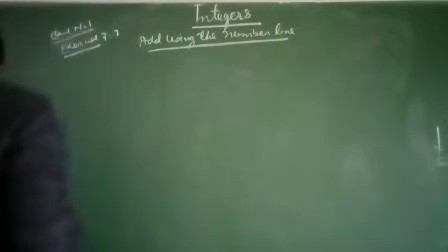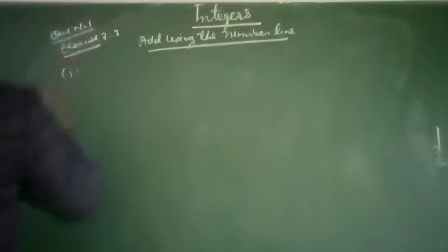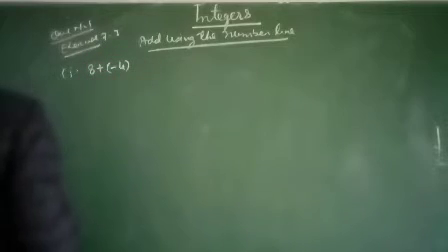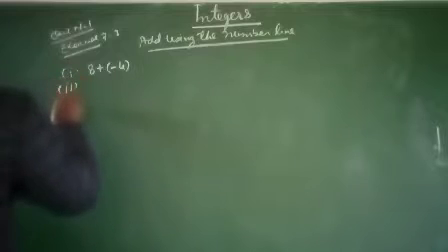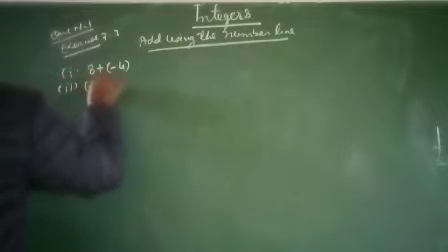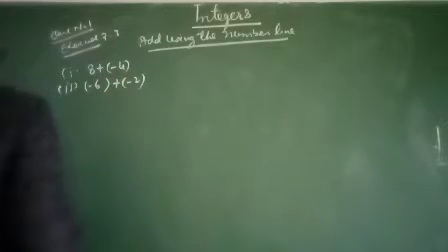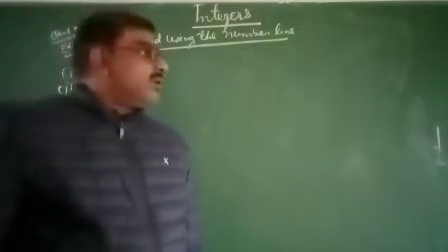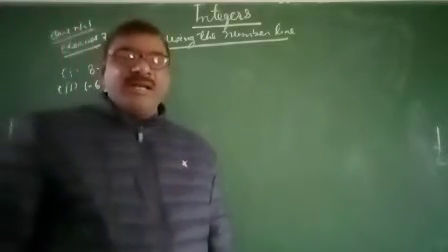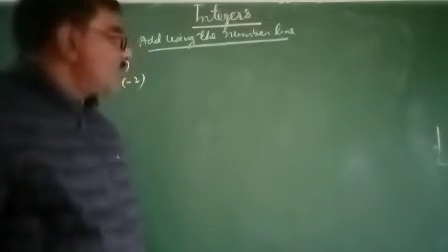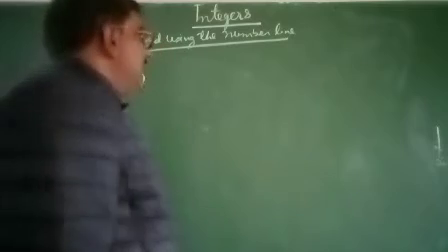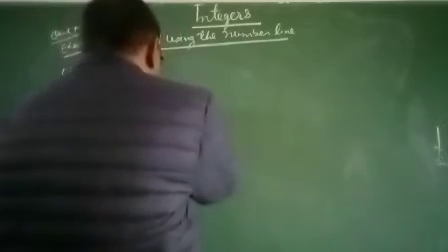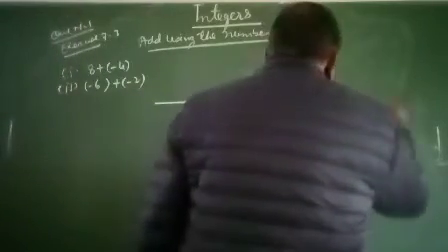The first part is 8 plus minus 4, and the second is minus 6 plus minus 2. On the number line, how will I add these numbers? First of all, I will draw a number line.